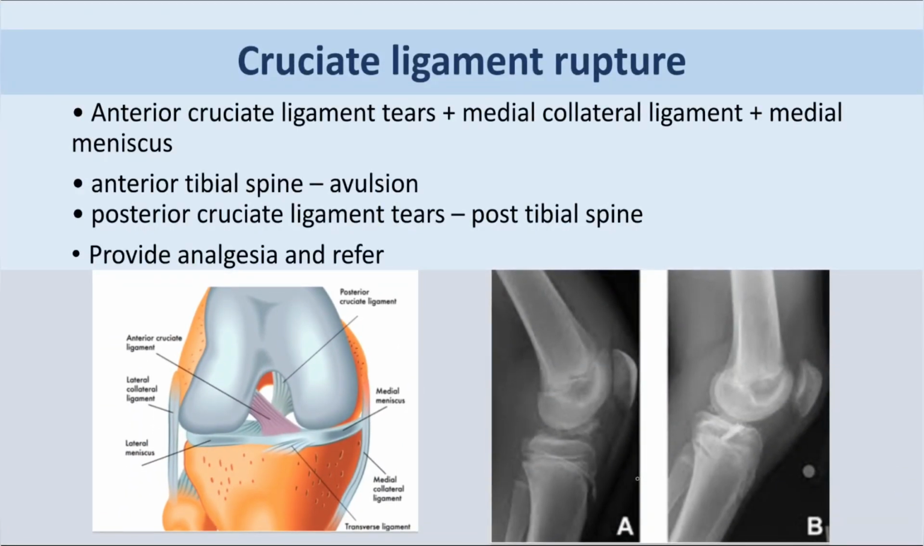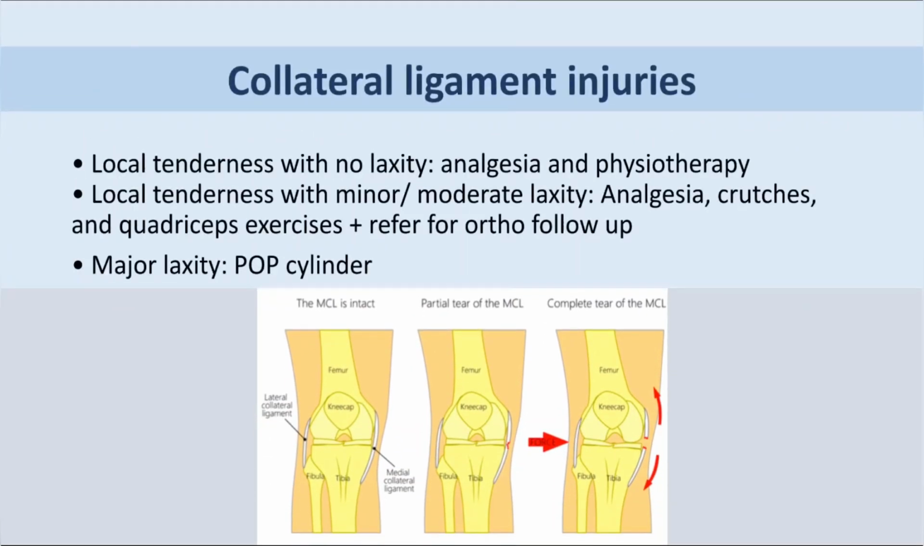Cruciate ligament rupture. We have the anterior cruciate ligament. Anterior cruciate ligament tear is usually associated with medial collateral and medial meniscal injury. There will be limitation of movement of the knee and swelling, and if you do the anterior drawer test, it's positive. If the anterior tibial spine is fractured, it leads to an avulsion fracture. Posterior cruciate ligament tears involve the posterior tibial spine. You have to provide analgesia and refer to the orthopedic team to do an MRI and know the exact diagnosis.